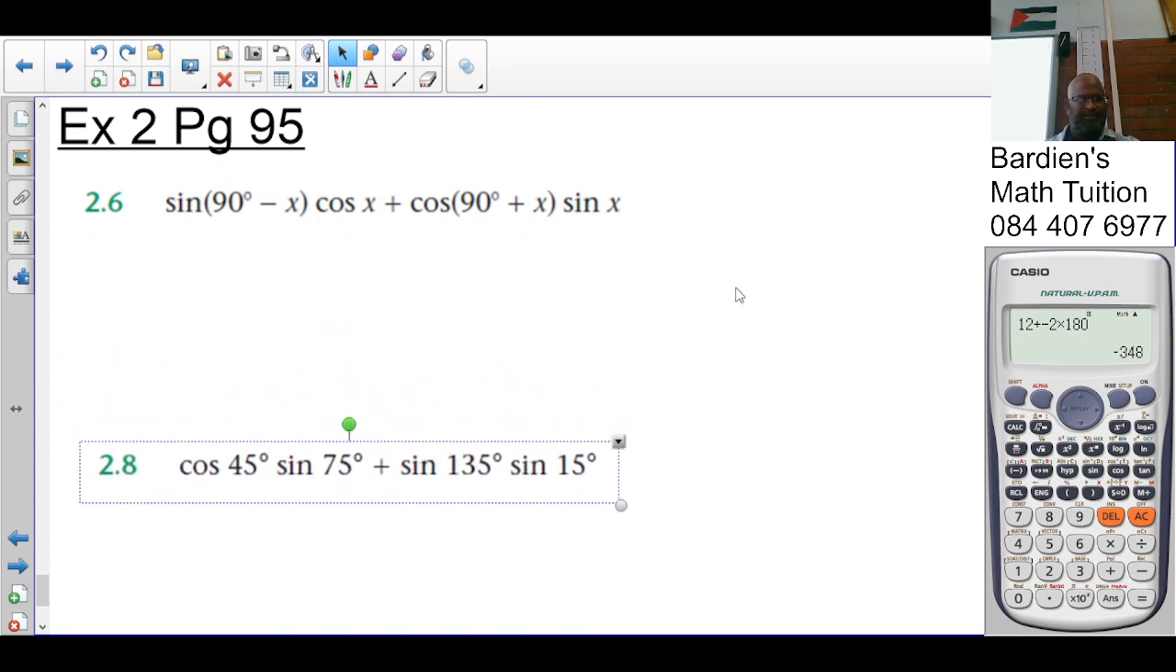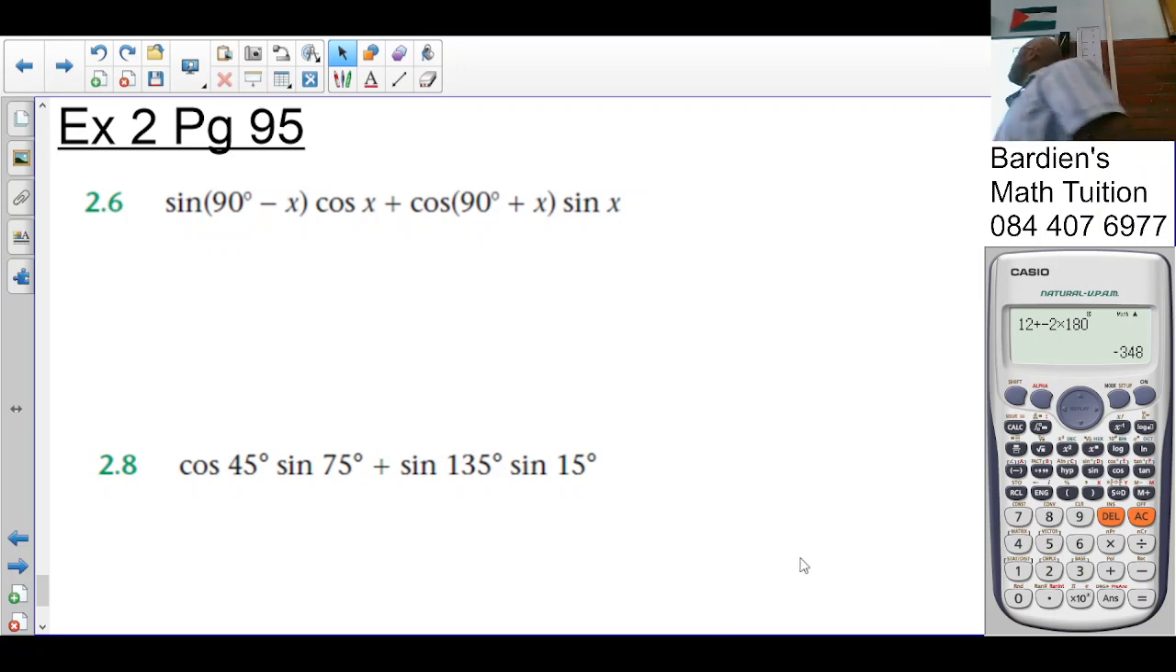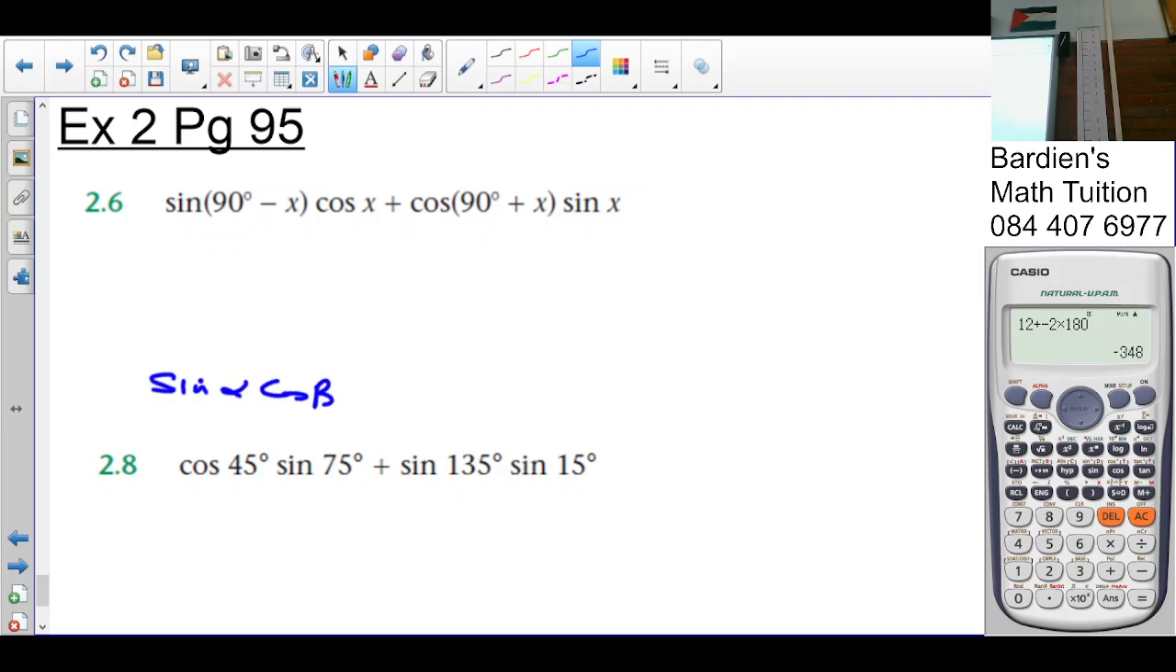2.8. The question says, rewrite the expression that follows as the sine or cosine of a single angle and evaluate where possible without a calculator. Okay. So, what do we see here? I see sine alpha cos beta plus cos alpha sine beta. Which rule is this? Which rule is this, people?